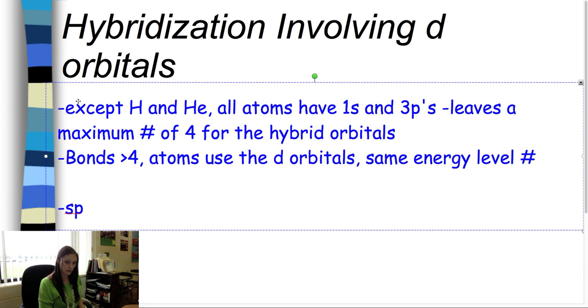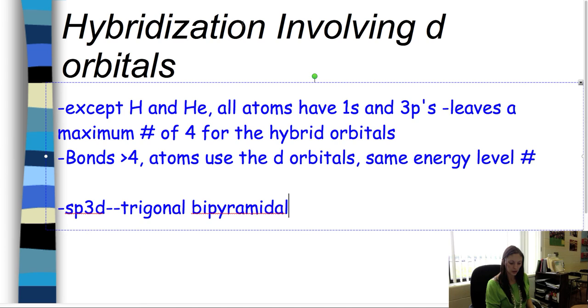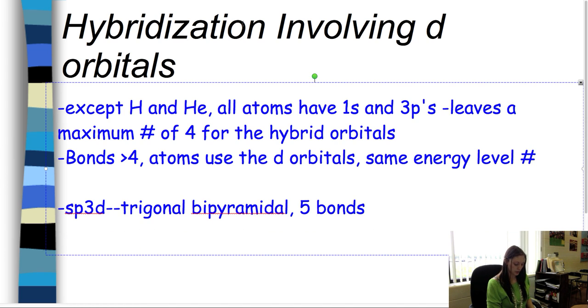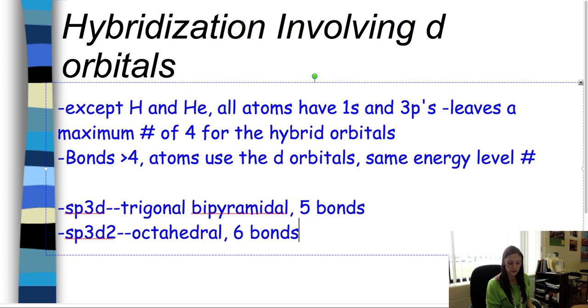Okay, you can have sp3d, and that 3 should be a superscript. Those are the trigonal bipyramidal. That way we have 5 bonds, and you've got sp3d2, and again that 2 and the 3 should be superscript. Those are the octahedral, and those are where you have 6 bonds. And these are our expanded octets. So notice here how we have 1 s, 3 p's, and a d for 5. You add 1 more d, you've got 6. We do not do anything more than 6.